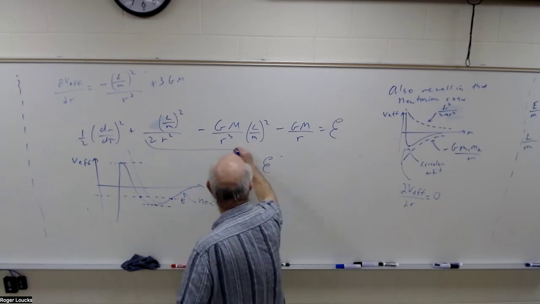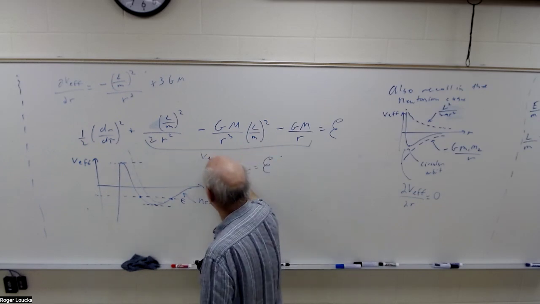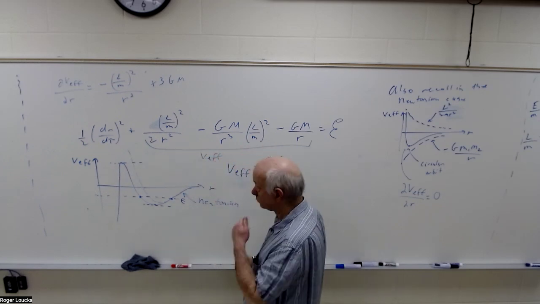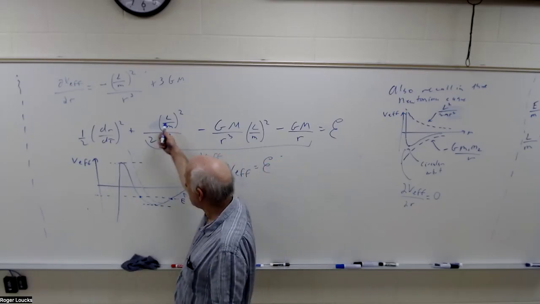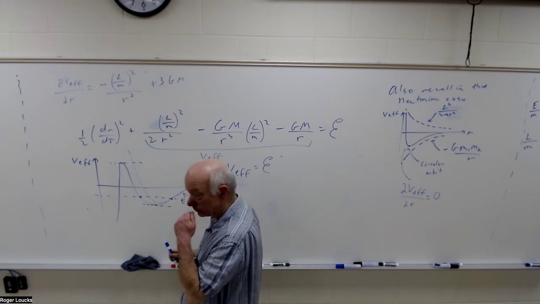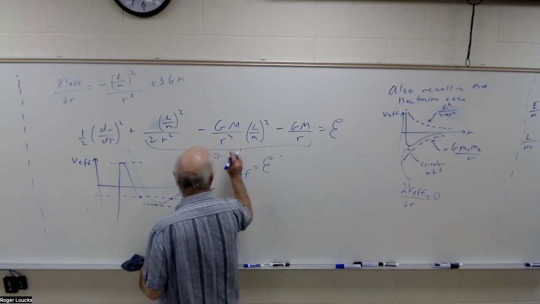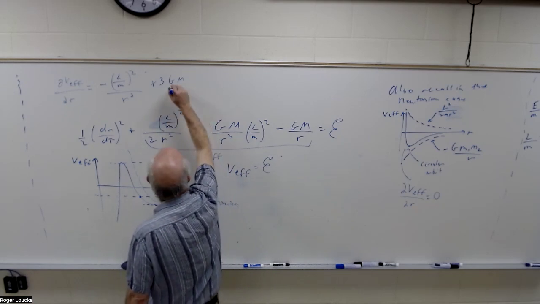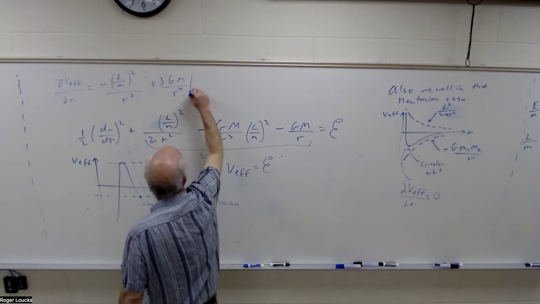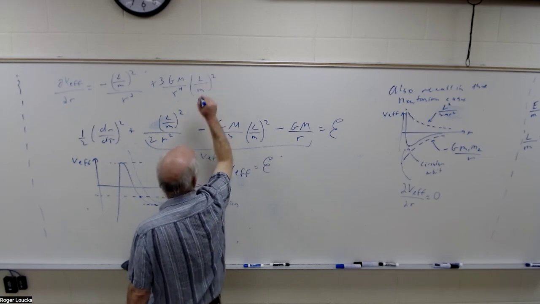I'm saying this whole thing here is your V effective. So when you take the derivative of R to the minus 2 power, minus 2 comes out. So this is R to the minus 3. I pull that out, that'll give me a 3 GM over R to the 4th, L over M squared.